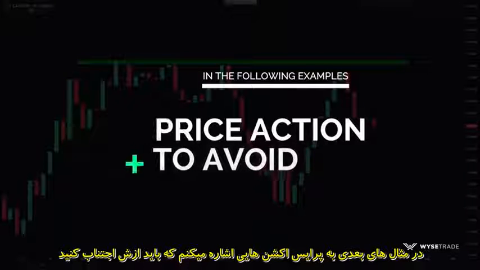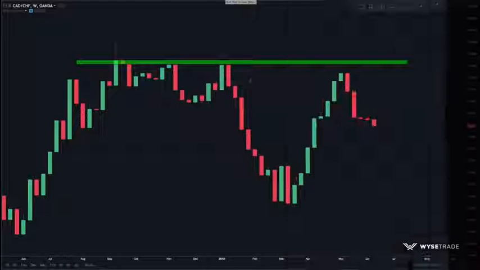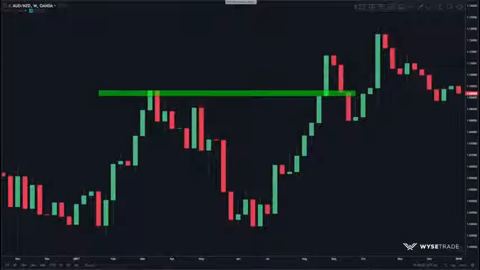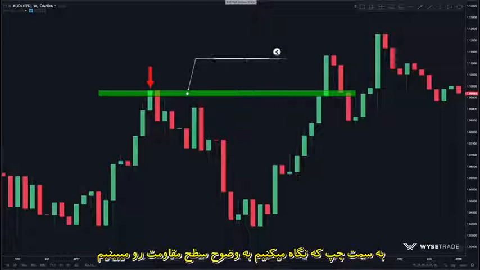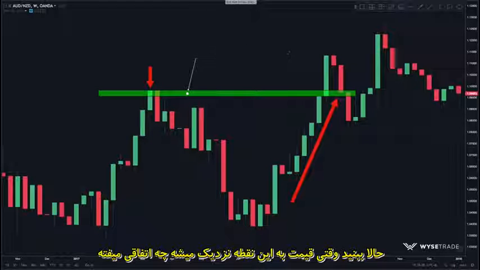Now, in the following examples, I'll show you price action you want to avoid. Here's the Aussie Kiwi. As we look to the left, this is a clear level of resistance. Now, look what happens when price approaches this area again.